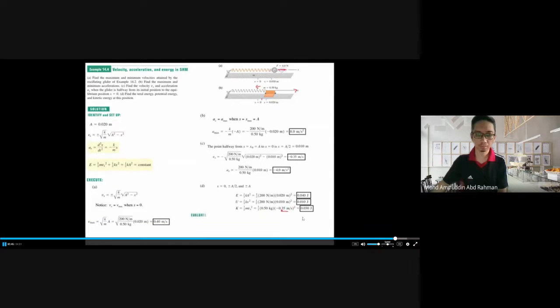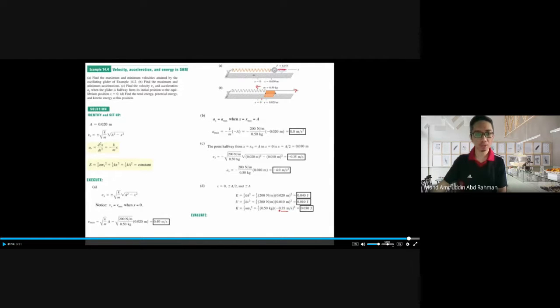And finally, we note that 0.03 plus 0.01 is equal to 0.04, as it should be. All right, so over here, we look back. What we need to find is the maximum and minimum value obtained by the oscillating glider. First, we want to know what the velocity is. So we need to find which equation relates to the velocity.